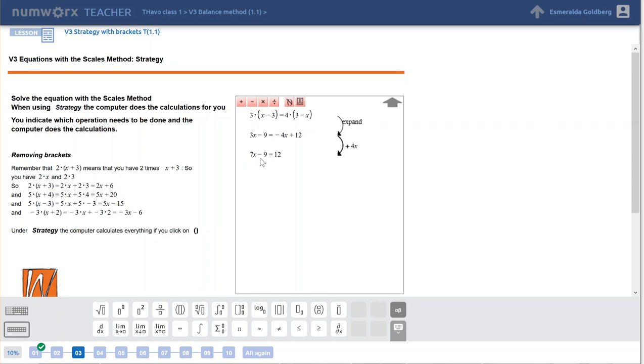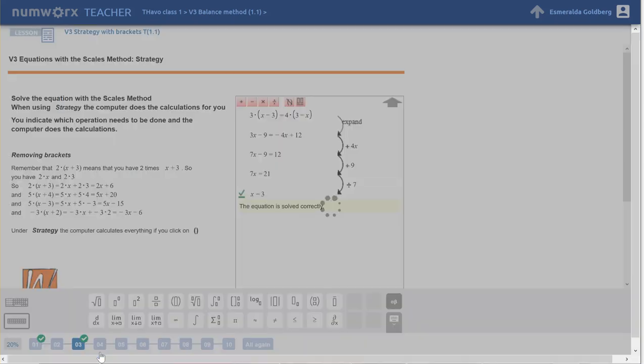Now we want to remove minus 9 from the left-hand side, so we do plus 9, and as you can see on the right-hand side, 9 has been added now, so we get 7x equals 21. Now we have arrived at the last step, in which we always have to divide by whatever we see in front of x, so divide by 7 in this case, so x equals 3 is the solution to this equation. Moving on to exercise 4.